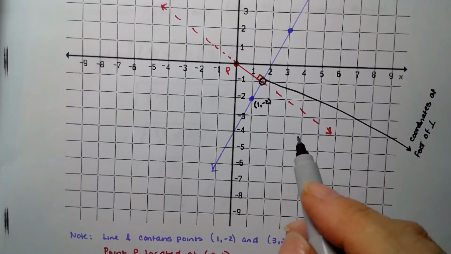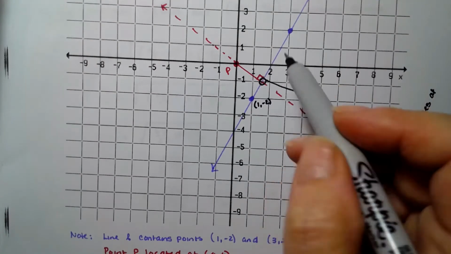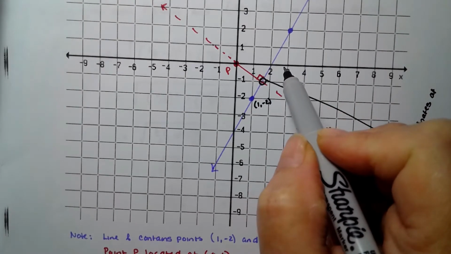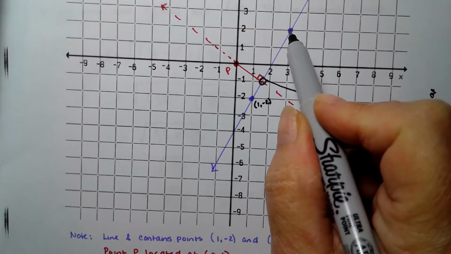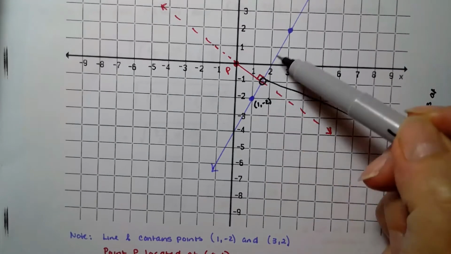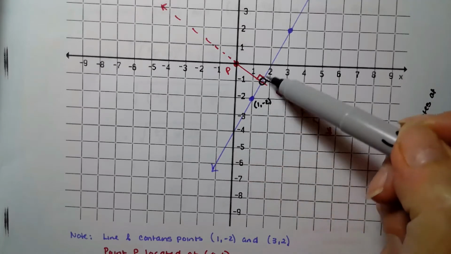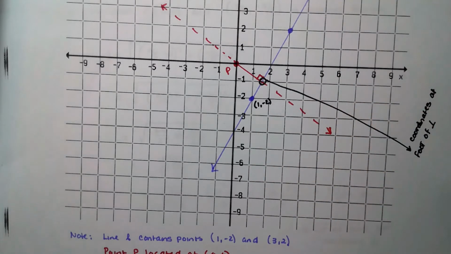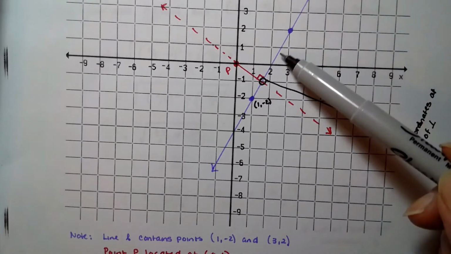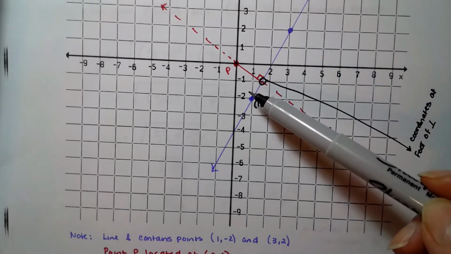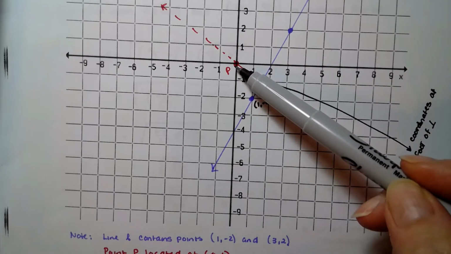And then the other point that the line goes through is (3, 2), so over 3 and up 2, and I plotted this point here. So these 2 purple points mean that I can connect them with a line. I'm connecting them with a purple line. It's called line L. The idea is that I'm trying to find the distance between this purple line and the point (0, 0), which is right here in red.